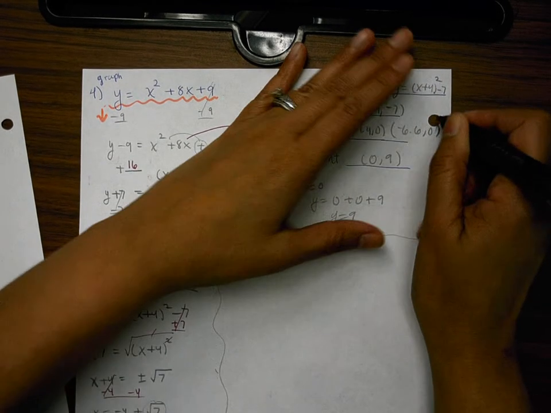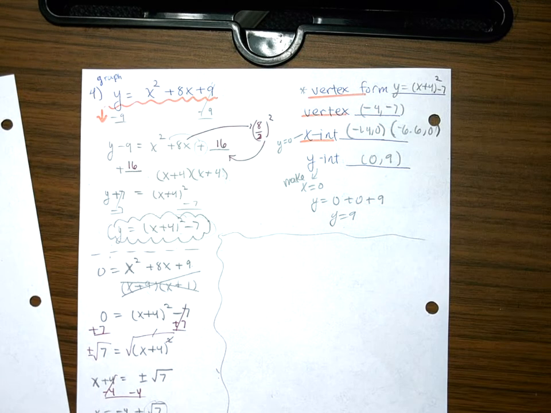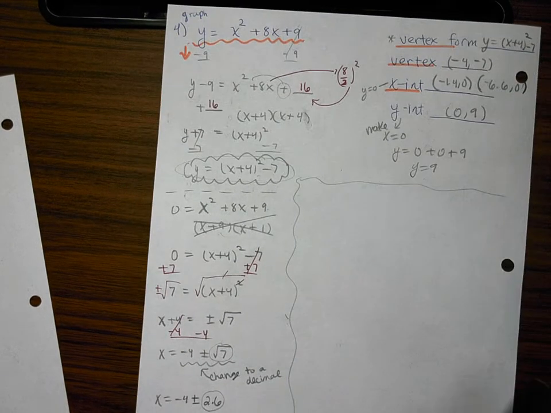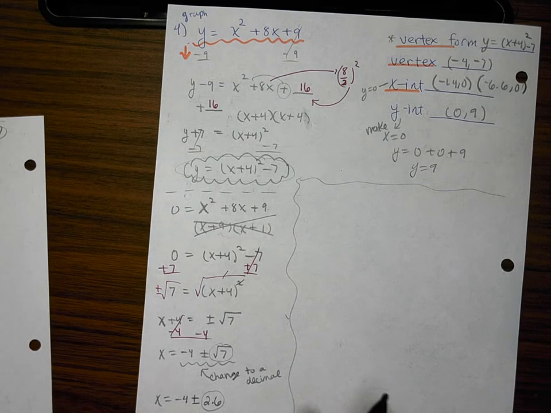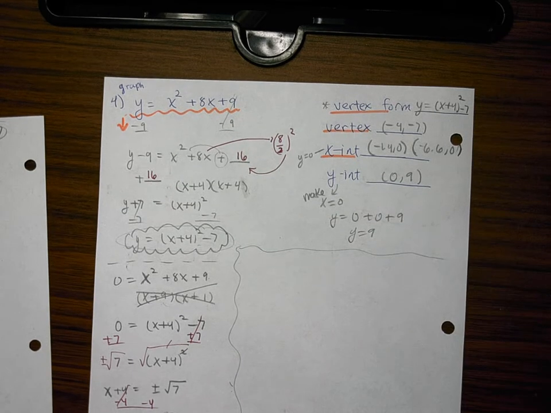Now, not all of them are messy like this. You will have some on your worksheets that work out nicely. Like when you moved this 7 over, say that 7 would have been a 4 or a 9 or a 16, something that's a perfect square. And when you square rooted both sides, you would end up with two whole numbers. Occasionally that happens, occasionally this happens, and you end up with decimal answers. All in all, we're still going to graph.